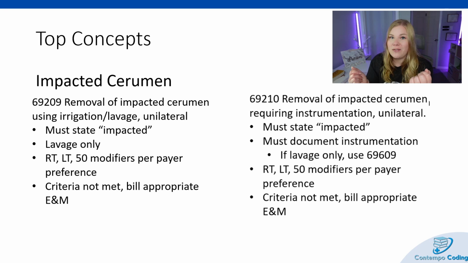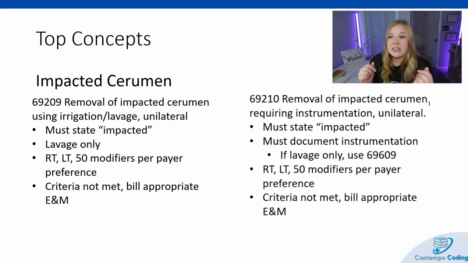Depending on payer preference, I've seen some that want an RT/LT if you're doing right or left. And then with the 50 modifier, if you're doing both ears, some of them want 50, some of them want RT/LT, some of them want you to bill 2 units, some of them want just 1 unit. So there's a huge variety that I've seen with both of these codes as far as payer preferences. And then if you're not meeting that criteria, if something was missing from that and you don't have it and can't get an addenda, that would just get incorporated into an E&M code.